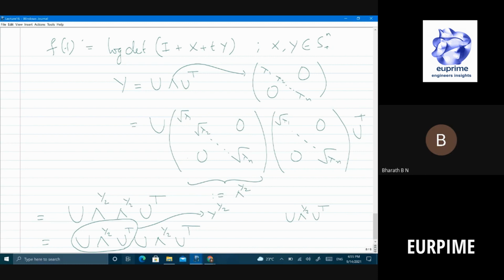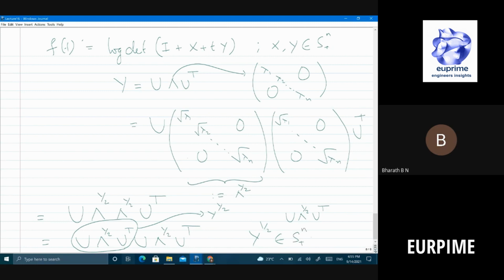Obviously, if you take the transpose of this, you'll again get U lambda power half U transpose. Lambda power half is the diagonal matrix with square root of lambda 1, lambda 2, and so on, and 0s. It's positive semi-definite, obviously, so there is no problem. So this Y power half also belongs to the set. Do you agree with this?